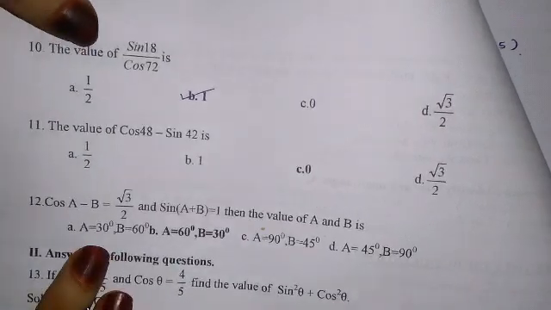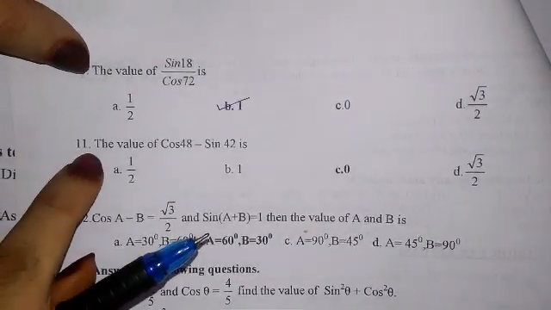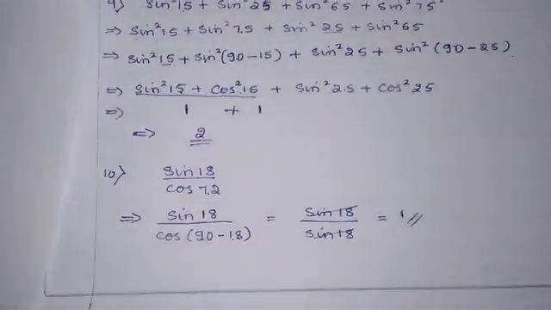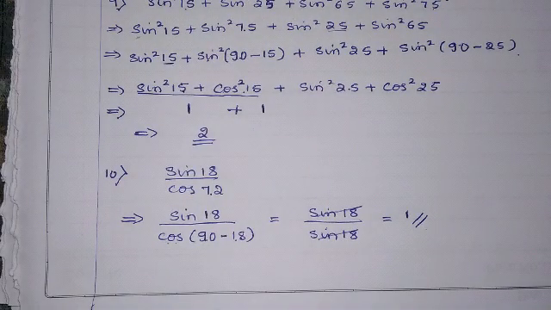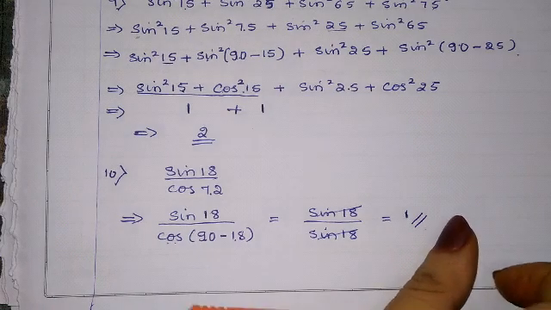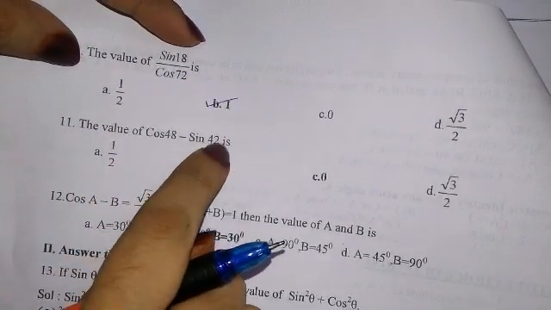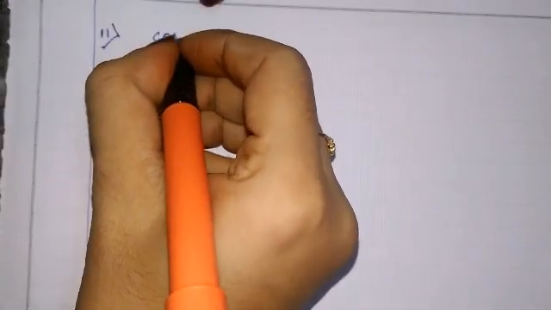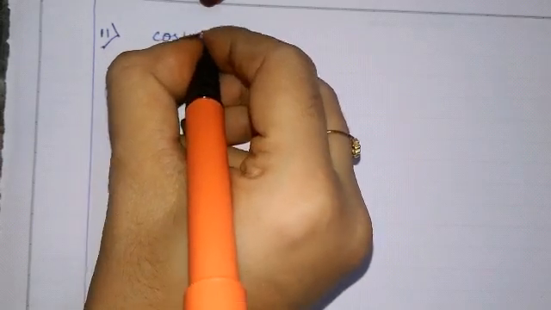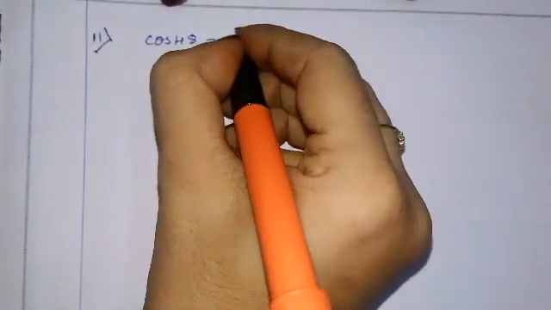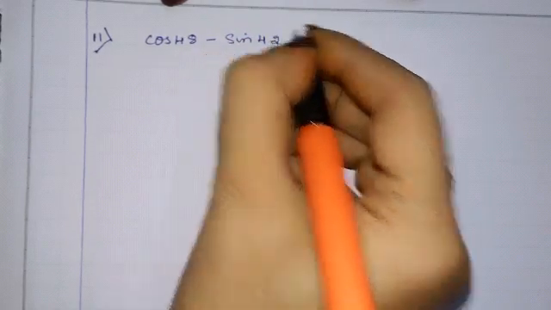So let us see the last one now, the 11th one. The question number 11 is: the value of cos 48 minus sin 42 is. Okay. The value of cos 48 minus sin 42 is what we have to find.